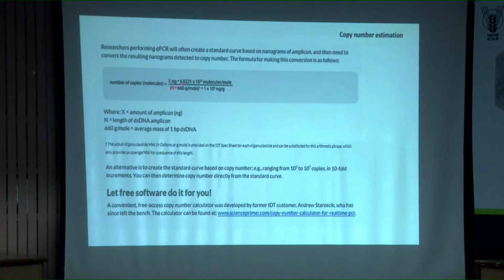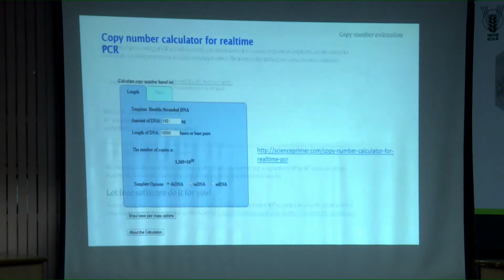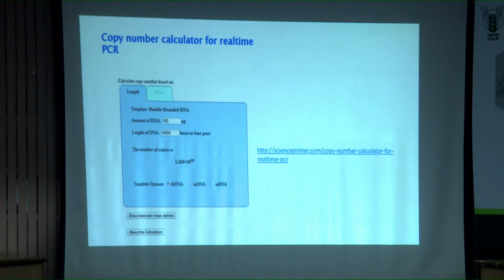So you can do it manually if you want. This is the formula, right? The one colored red is what you are going to generate from your experiment. X stands for the amount of amplicon in nanograms, and N is the length of the double-stranded DNA amplicon in base pairs, right? And we can do it manually, and it is also automated nowadays, right?